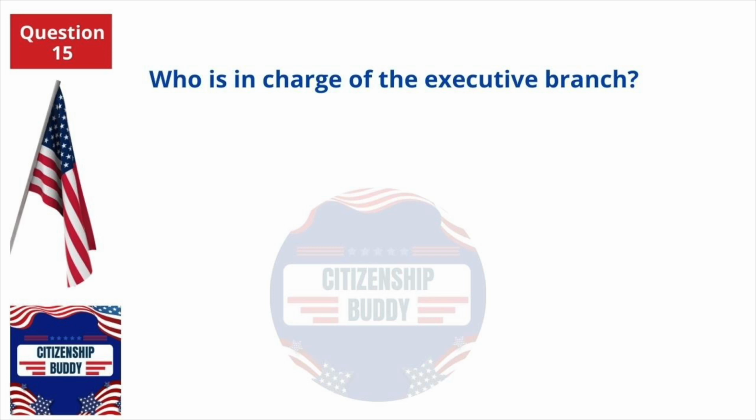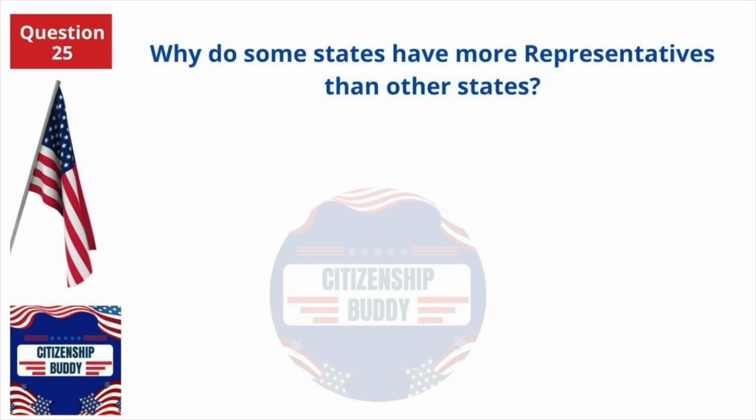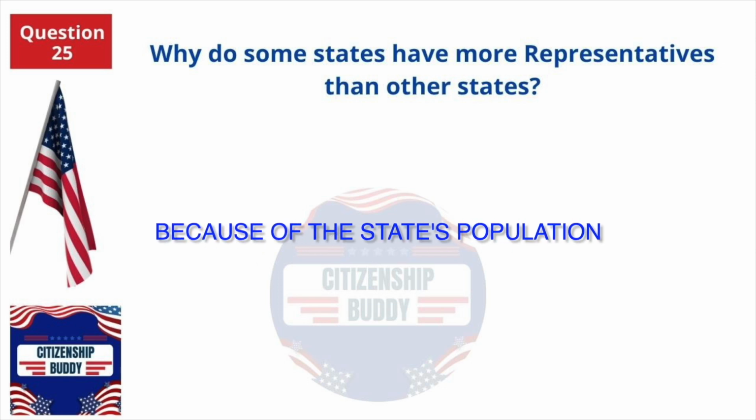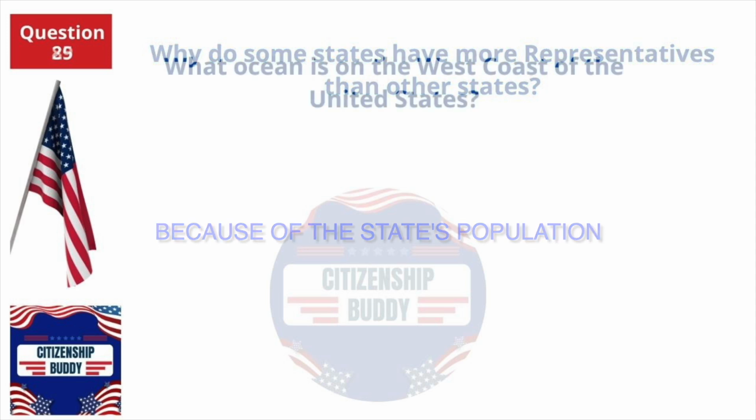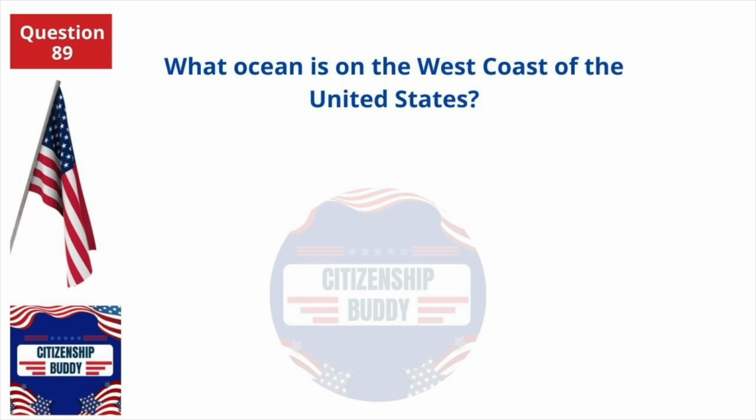Who is in charge of the executive branch? The president. Why do some states have more representatives than other states? Because of the state's population. What ocean is on the west coast of the United States? Pacific Ocean.